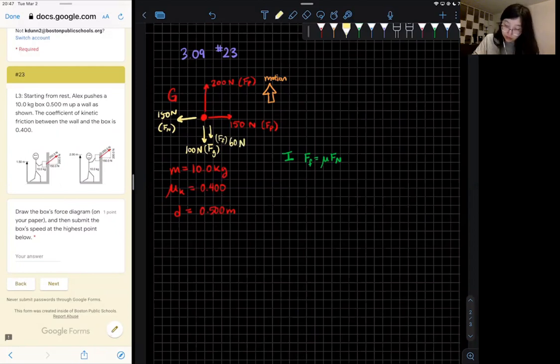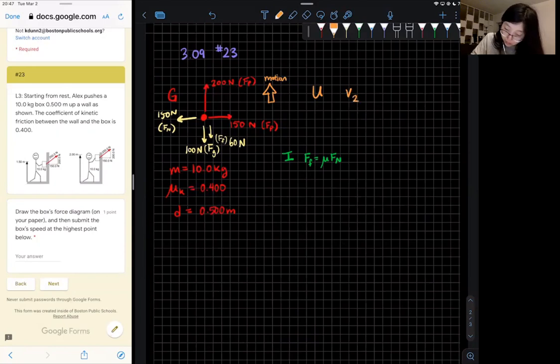All right, so now I have pushes, I have gravity, I have normal force, I have friction. That seems like all the forces that I should take into account here. Let me write down my unknown. The question's asking, what is the box's speed at the highest point? So v at the highest point. v2, I guess, if we want to consider it image 1 and image 2.